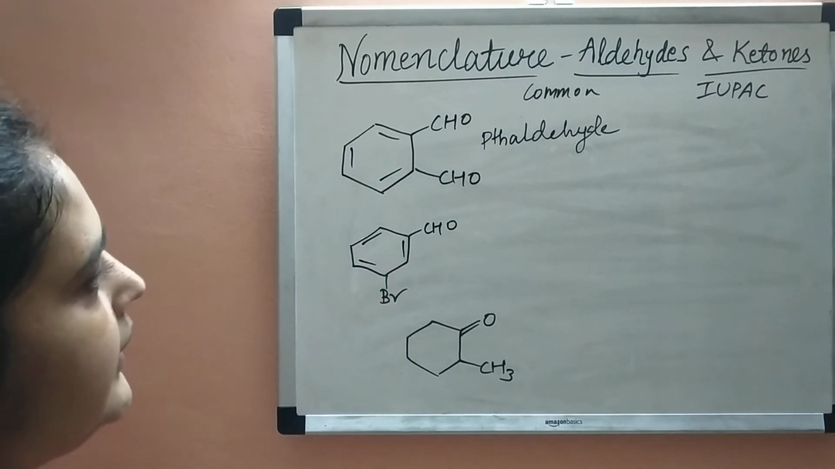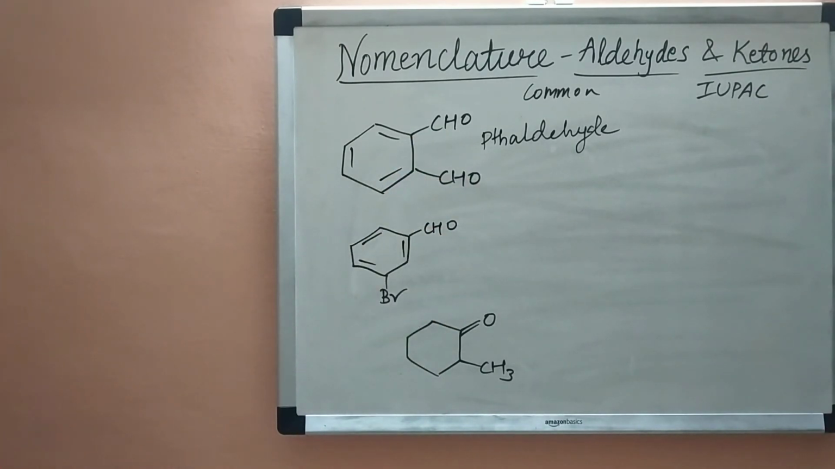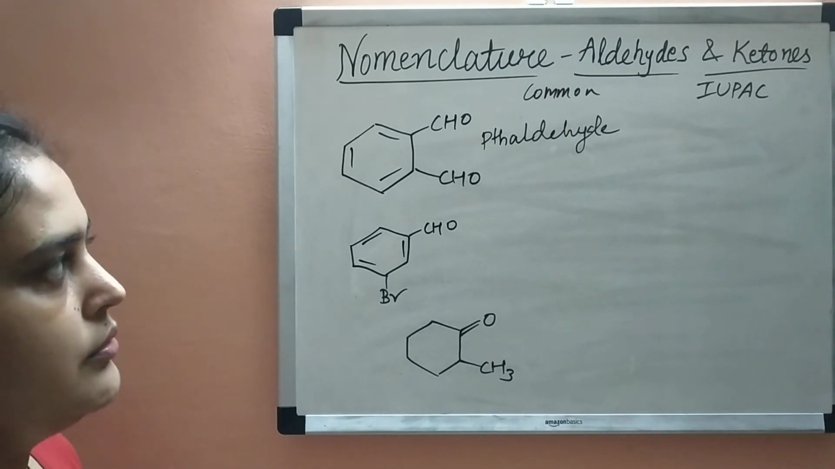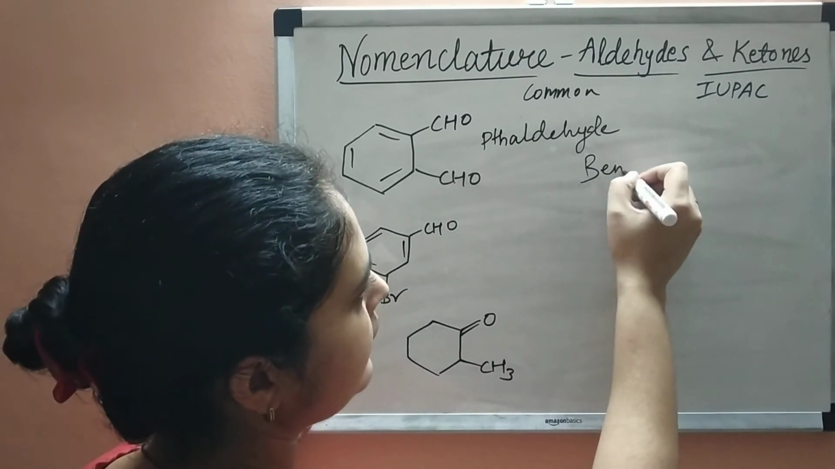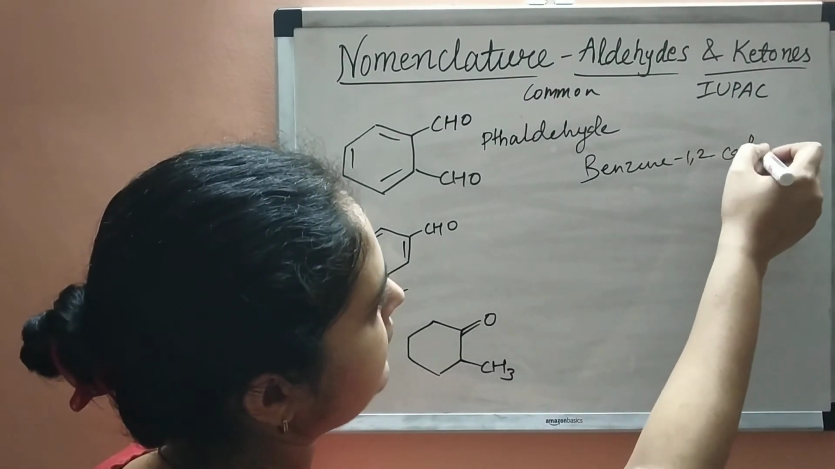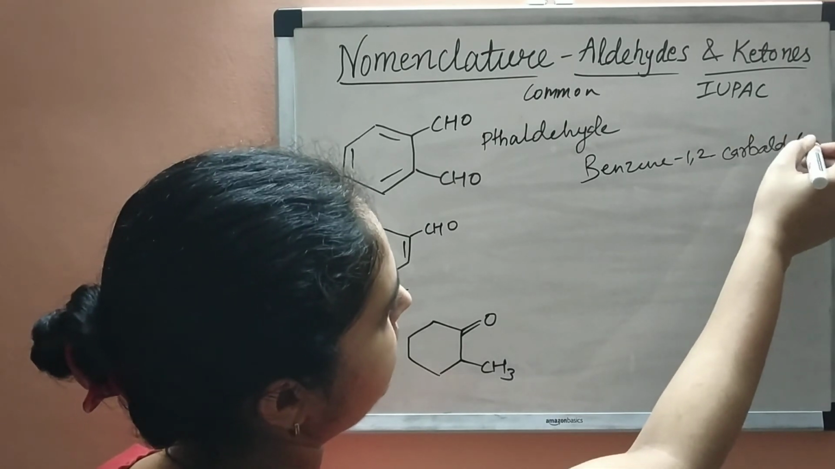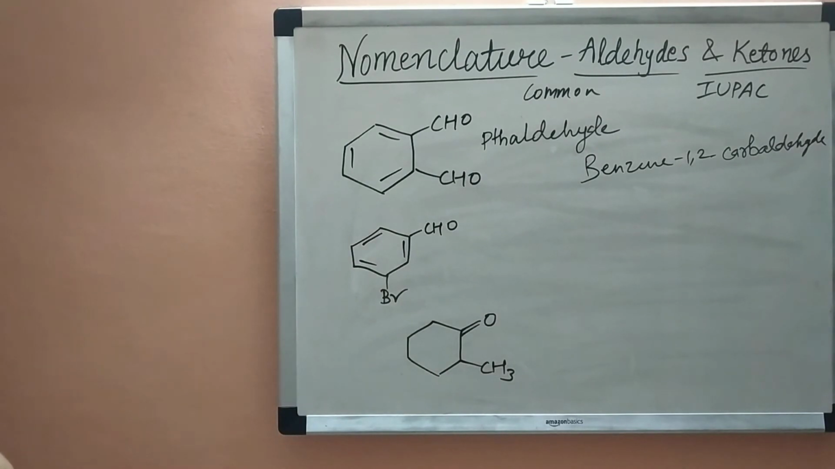Now the IUPAC name will be, because at first and second position there are aldehyde groups, and they are attached to the benzene ring, so they are named as benzene-1,2-dicarbaldehyde. So this is the IUPAC name for this compound.